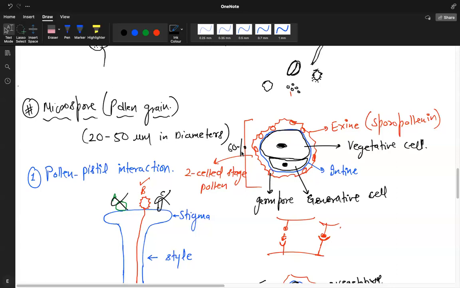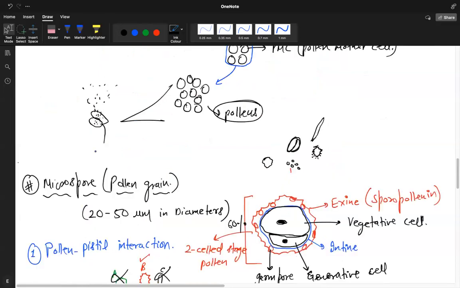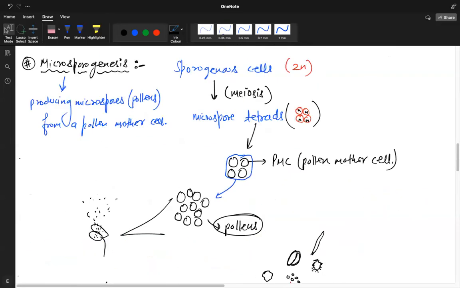A typical angiosperm ovule is attached to the placenta in the ovary through a stalk-like structure called the funicle. And then the junction at which, yeah, go ahead. The hilum represents the junction between ovule and the funicle.